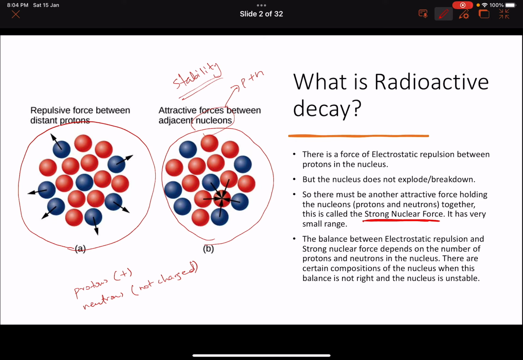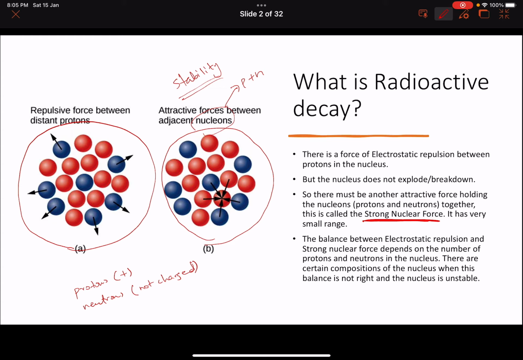On the other hand, the electrostatic repulsion is weaker than the strong nuclear force, but it has a larger range. So even protons that are further apart in the nucleus from each other can exert the repulsive force on each other. Now the stability of the nucleus all has to do with the balance of these two forces. If the two forces are balanced, the nucleus will be quite stable.